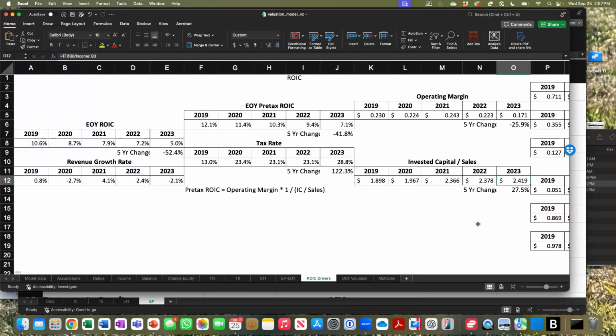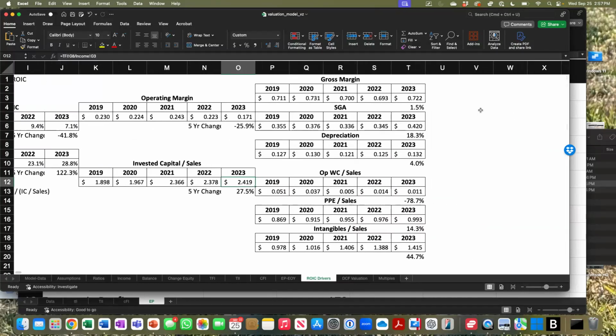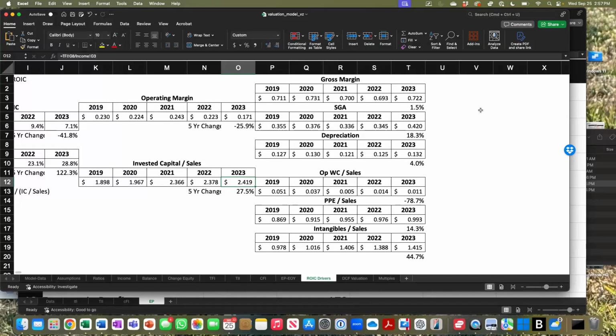Second level drivers. Why did their margin go down 6 cents? Three parts of the income statement. Gross margin minus SG&A minus depreciation equals operating margin. So gross margin, price minus cost of goods sold. 2019, 71 cents. 2023, 72 cents. They're actually making more price minus cost of goods sold on the products they're selling. That's not where their operating margin went down.